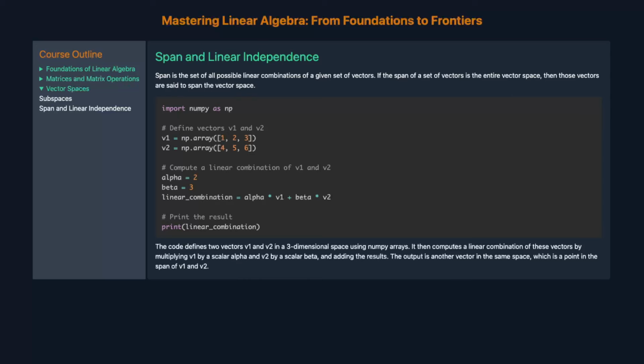Span and linear independence. Span is the set of all possible linear combinations of a given set of vectors. If the span of a set of vectors is the entire vector space, then those vectors are said to span the vector space. The code defines 2 vectors v1 and v2 in a 3-dimensional space using NumPy arrays. It then computes a linear combination of these vectors by multiplying v1 by a scalar alpha and v2 by a scalar beta, and adding the results. The output is another vector in the same space, which is a point in the span of v1 and v2.